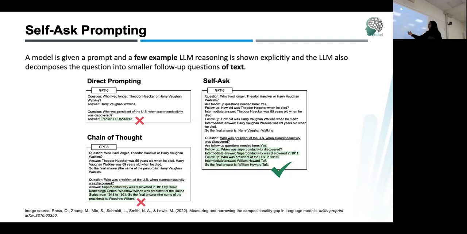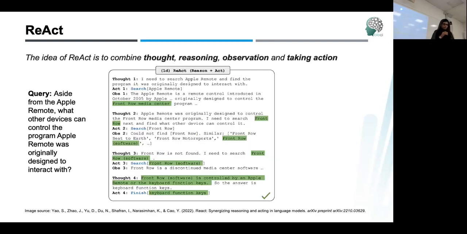The idea basically is that the model itself decomposes the question into smaller chunks and then tries to answer them itself, and we get a good answer in the end. So self-asking about follow-up questions is also something that has been used.